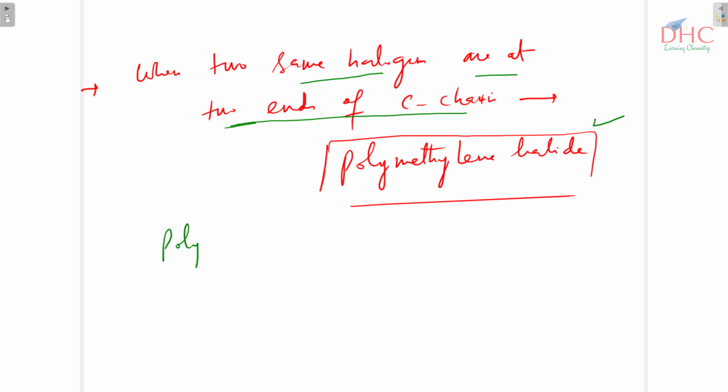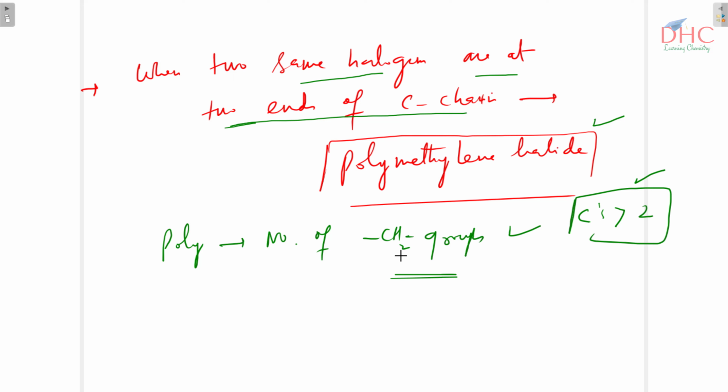And poly here stands for the number of CH2 groups. If we have one CH2 group or two CH2 groups, we call it di. And this name is applicable for carbons greater than 2. When the carbons are greater than 2, then you can apply this polymethylene halide.